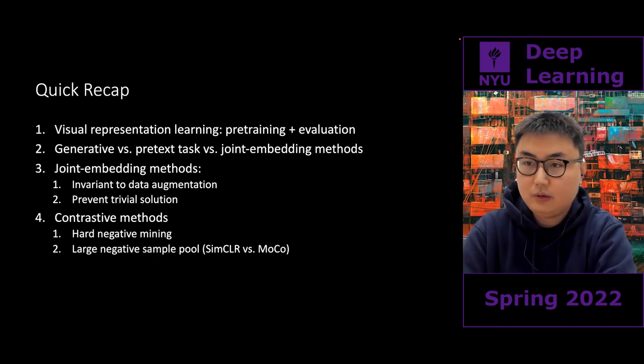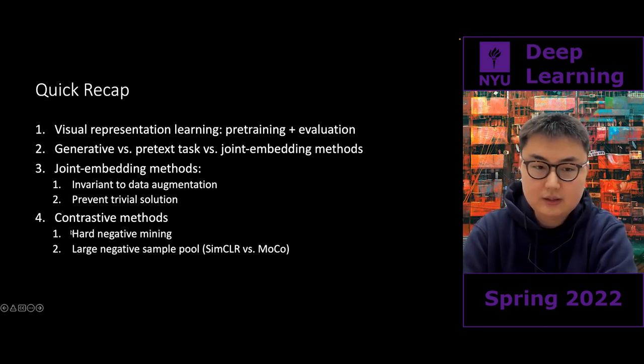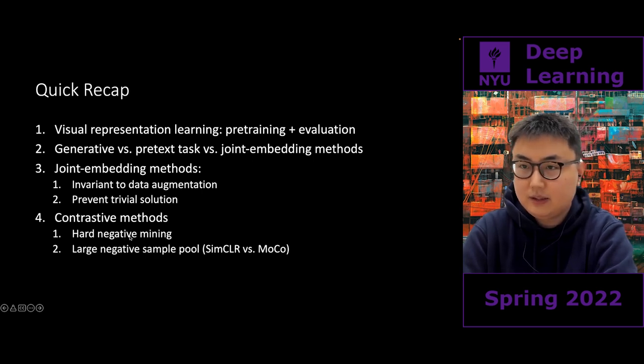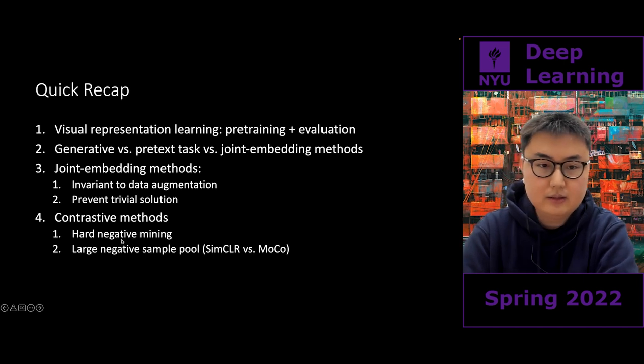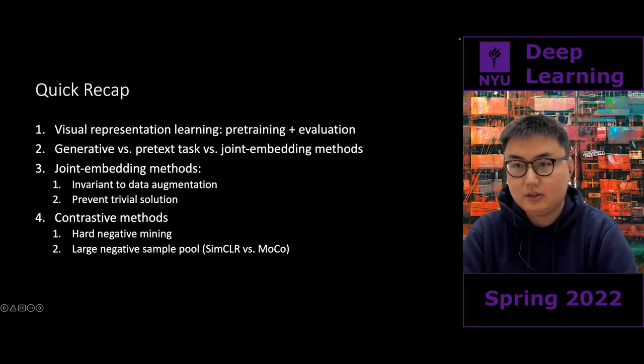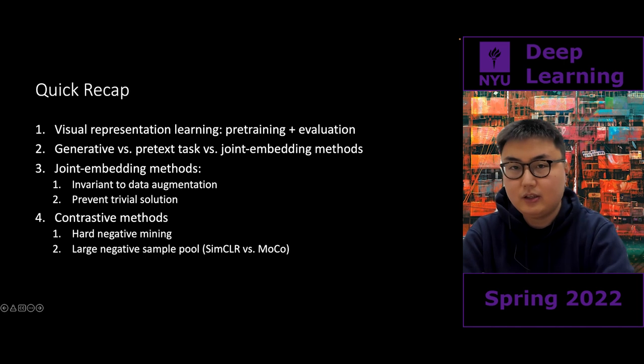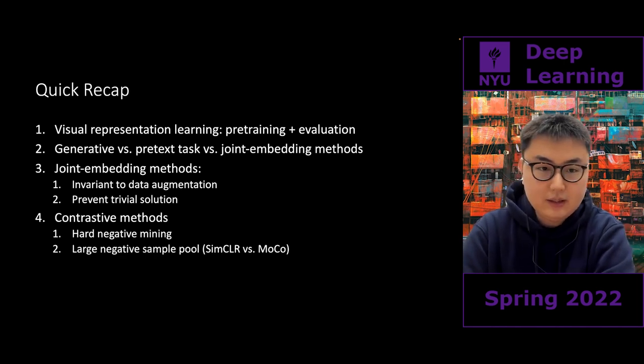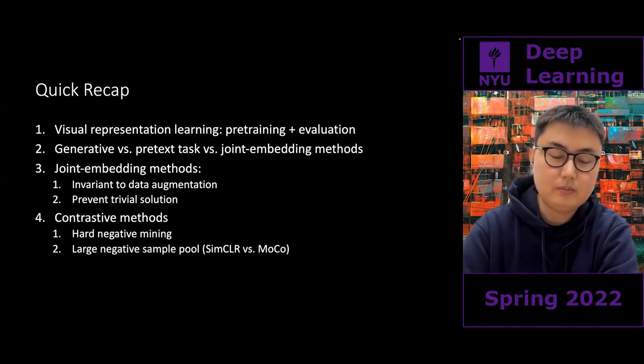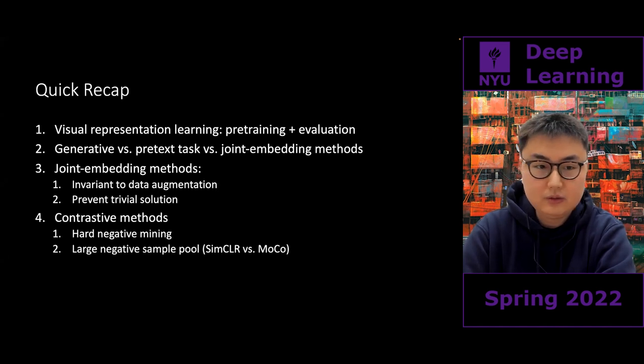But how do you find the negative pairs? You've got two strategies. All the old papers used a hard negative mining strategy. We didn't really talk about it much. It's like using some prior knowledge to find negative samples. Then I introduced the more modern approach. Most of the papers have a large negative sample pool.